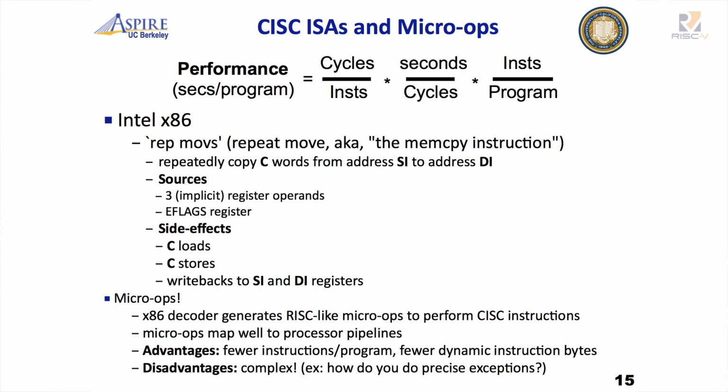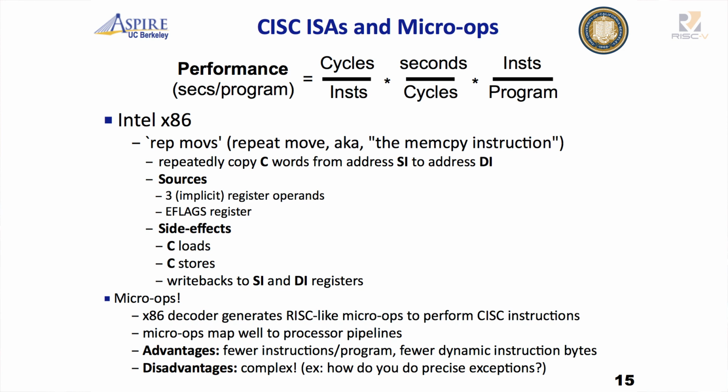This is the memcopy instruction, so it's going to repeatedly move up to some C words from one address to another. It's going to perform a lot of side effects. Imagine what happens when you have an exception here. It turns out your instruction may only partially execute. This is a pretty complicated way, but this is how you do it.